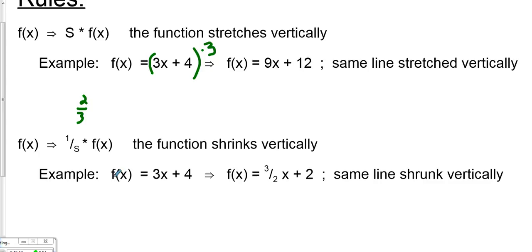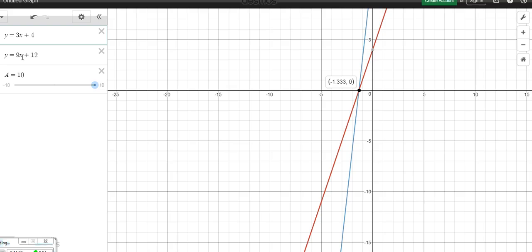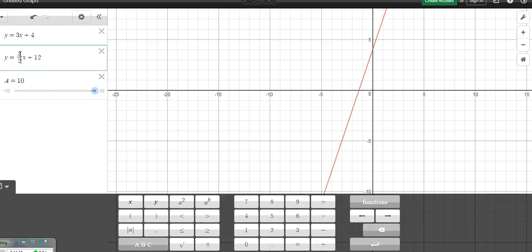So in this case, I'm going to multiply all of this times 1/2. Again, I'm using a half. I'm using a small fraction, something less than 1. So half of 3x would be 3/2 x. Half of 4 would be 2. So 3/2 x plus 2 would be our new one. So 3/2 x plus 2.